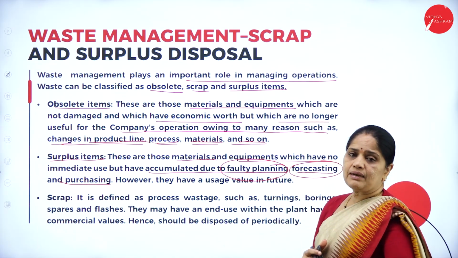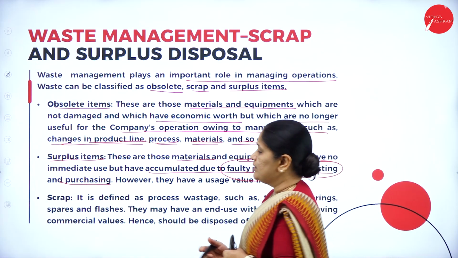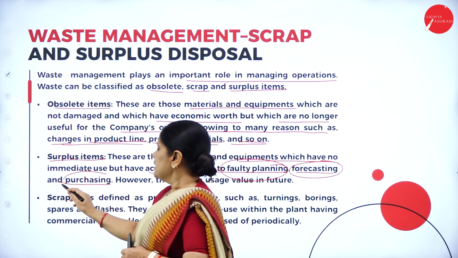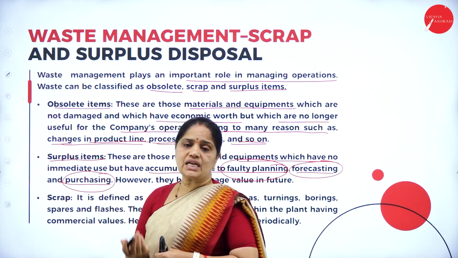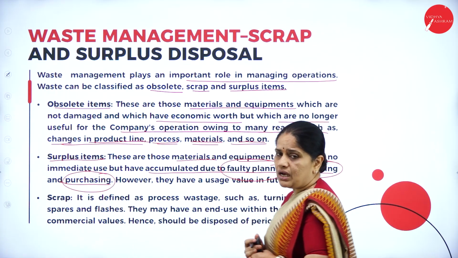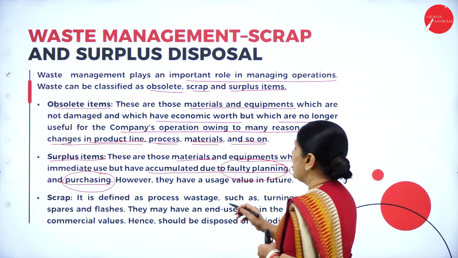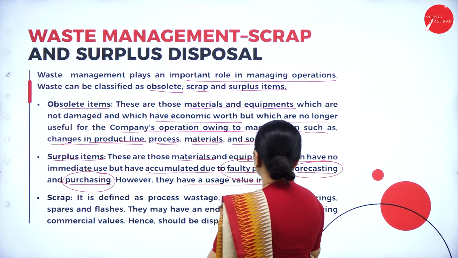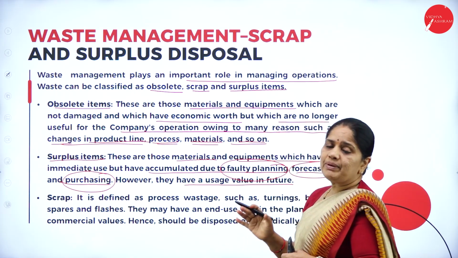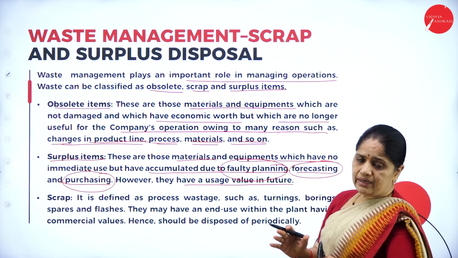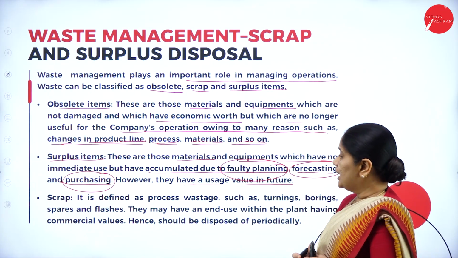Then forecasting and purchasing. Because of faulty forecasting and purchasing, there are some items which cannot be used by the production house. Such items are called surplus items. However, they have a usage value in future. So they will be lying in the godown where they can be kept for future use.